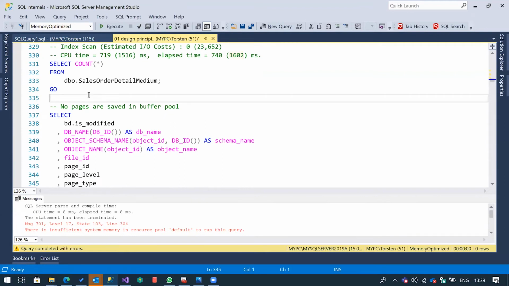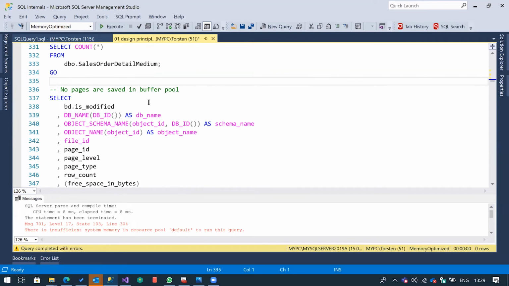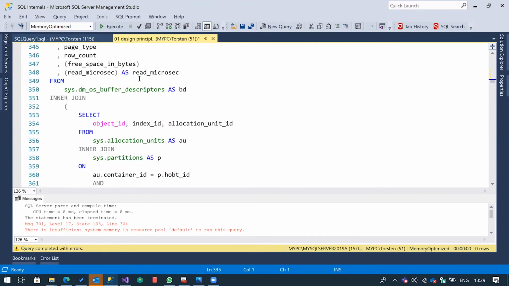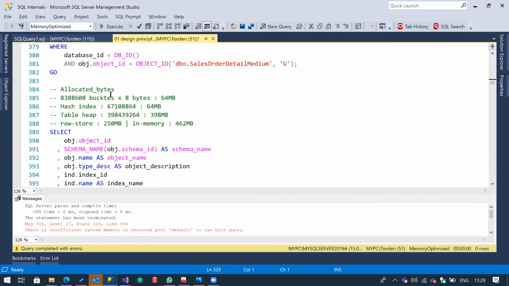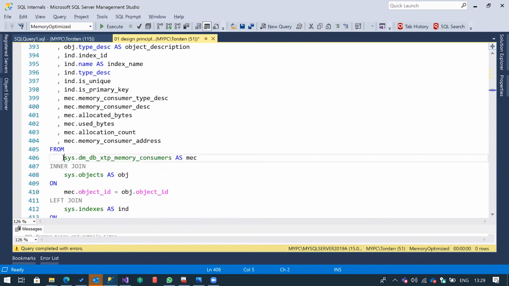When I now execute the same query, I do not have any pages in the buffer pool. Even if I execute the query and it works, we cannot see any pages in the buffer pool, because again, we do not have data pages. So we do not use the buffer pool. There are no pages, no buffer pool. But for sure, there is an impact on your memory. And the memory is something which you will see with the DMV sys.dm_db_xtp_memory_consumers.